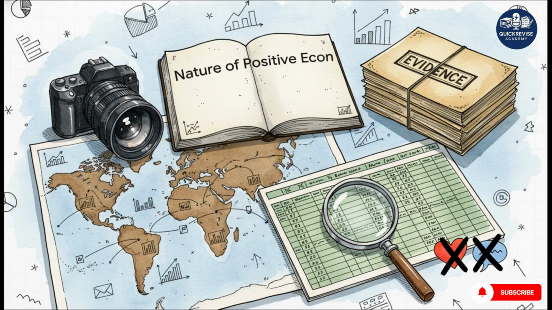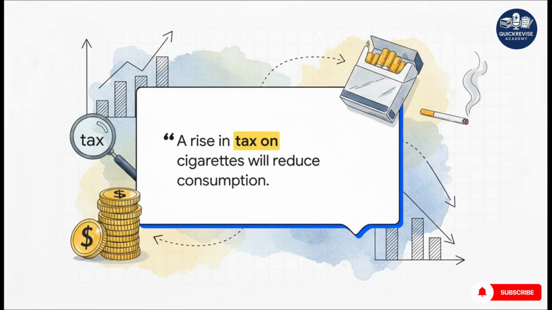The detective's toolkit is pretty straightforward. Positive statements are objective. They're factual. They have to be based on real-world data, and they've got to be free from any personal opinions or feelings. It is all about the evidence, pure and simple. Here's a perfect example. A rise in tax on cigarettes will reduce consumption. Now, notice this isn't a statement about whether smoking is good or bad, or if the tax is fair. It's just a claim about a cause and effect relationship.